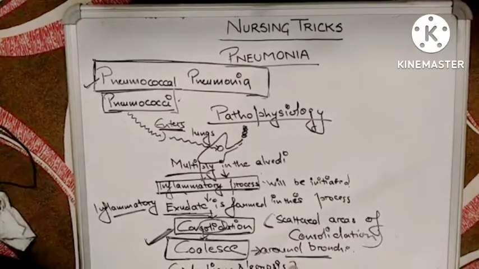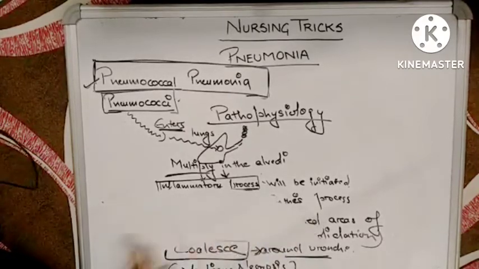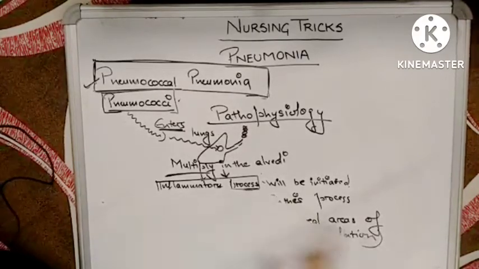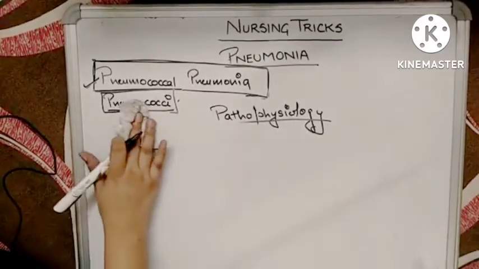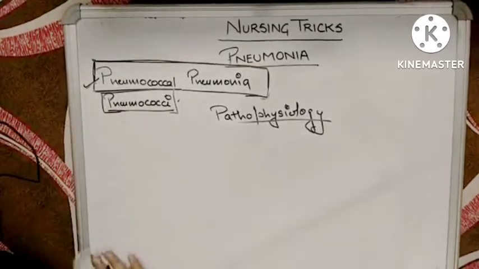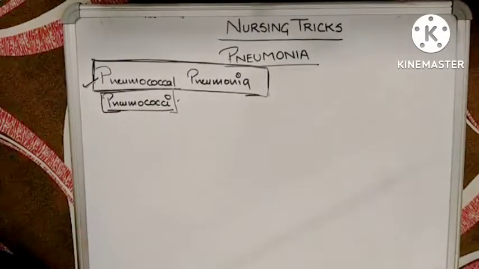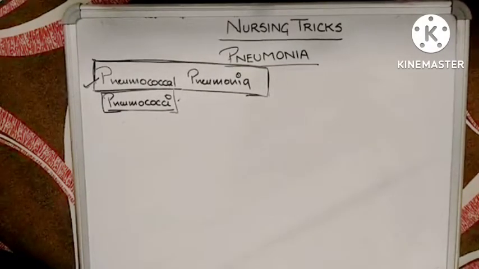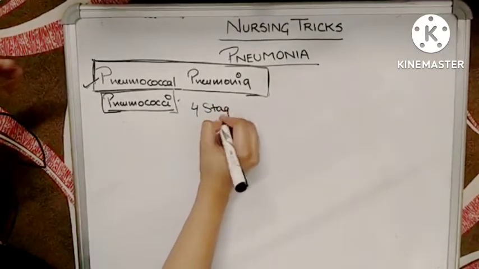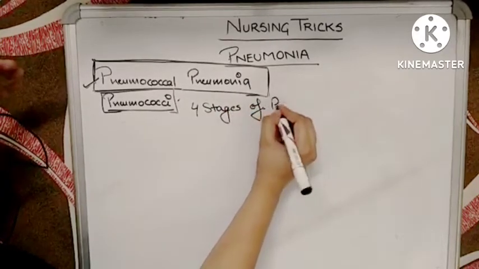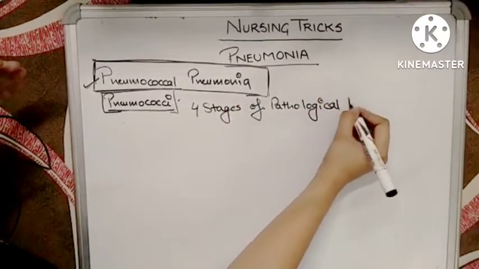Okay, now next, very important, there are some stages in which this process happens. So we have divided it into 4 stages. The 4 stages, this is the common pathophysiology. Now let us see in particular what happens in the pathological process, the 4 stages of the pathological process.